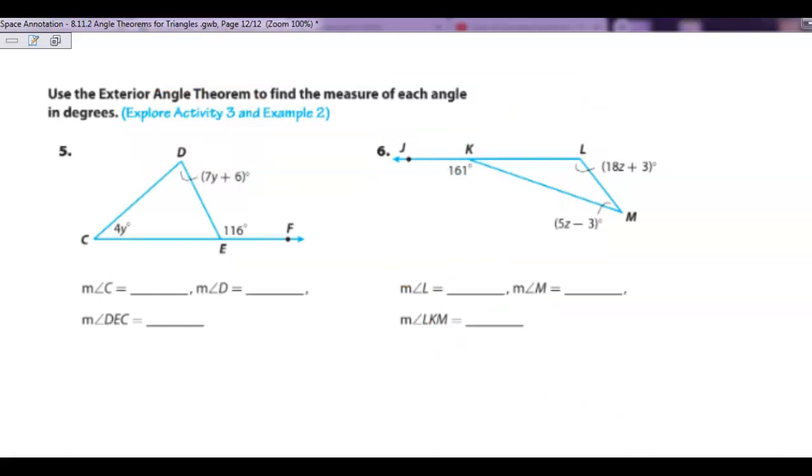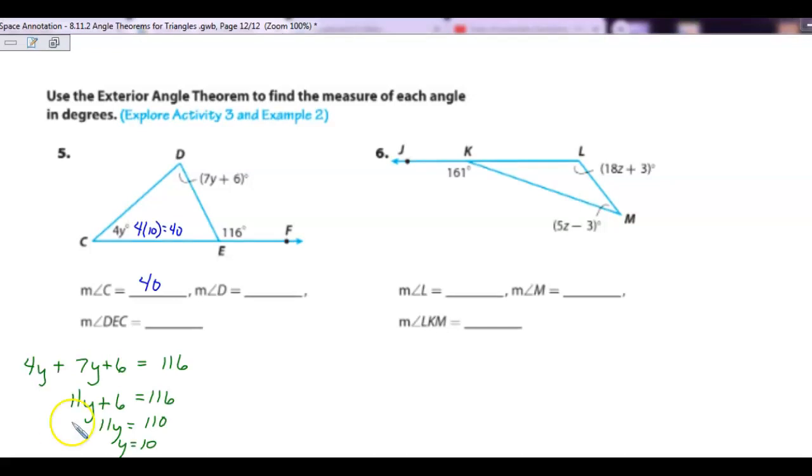Okay, take a look at number 5 and find the measure of angle C. I knew that the sum of the remote interior angles is equal to the exterior angle, so I used that to solve for y. Y is 10. So then I plug 10 in for y. 4 times 10 is 40, so the measure of angle C is 40 degrees. Find the measure of angle D. Because I already knew what y is, I just substituted 10 in for y into the expression, and I found that angle D is 76 degrees.